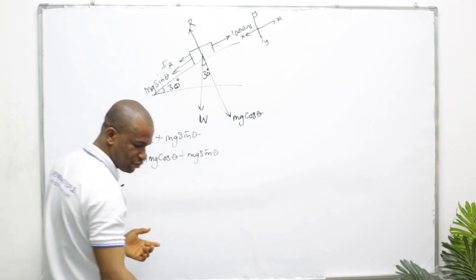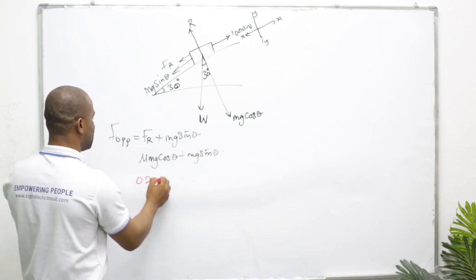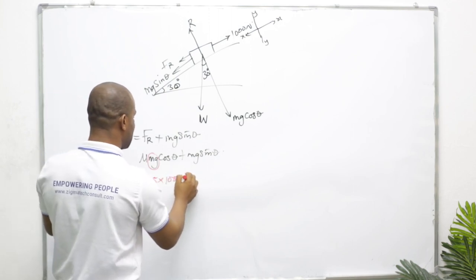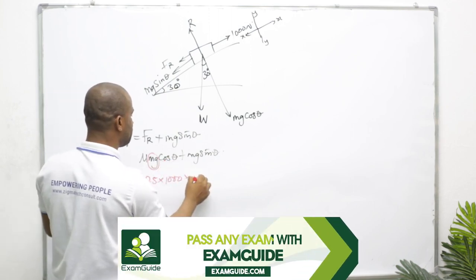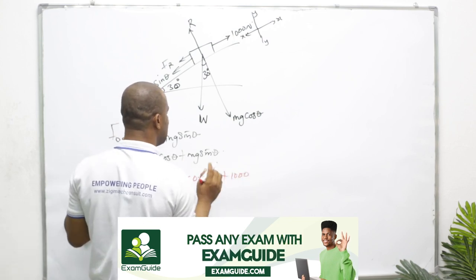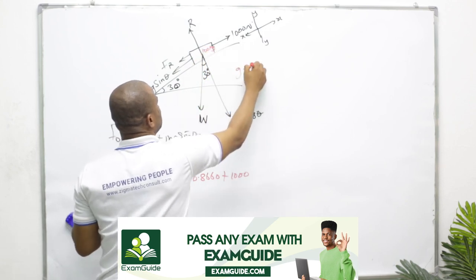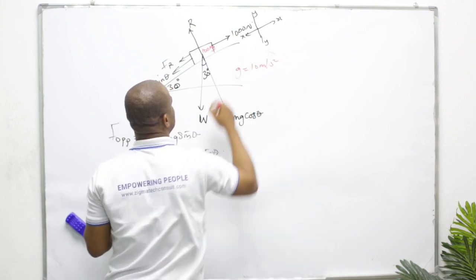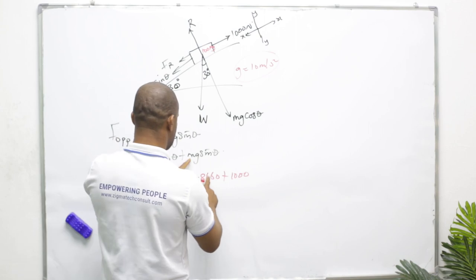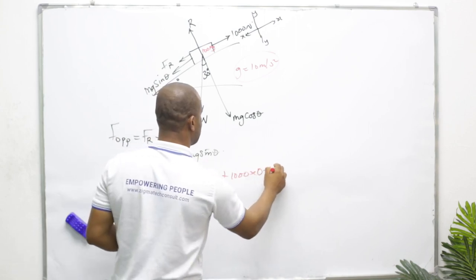All right. So the mu is going to be 0.25 times mg, which is 1,000, times cos 30, which is 0.8660, plus mg, which is 1,000. Mg means 100 kg multiplied by g, which is acceleration due to gravity. That is how I'm getting 1,000, not this 1,000. All right. Mg sine 30, sine 30 is also 0.5.